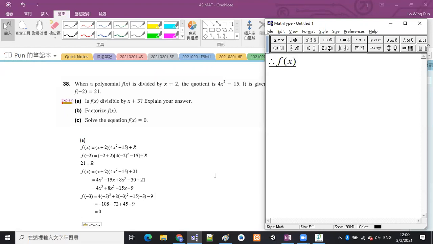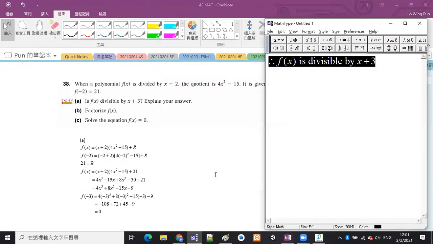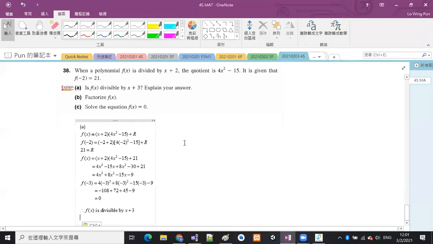f(x) is divisible by x plus 3. Okay, like this. Now, part B, to factorize f(x).